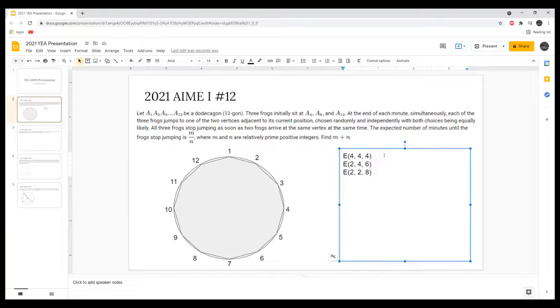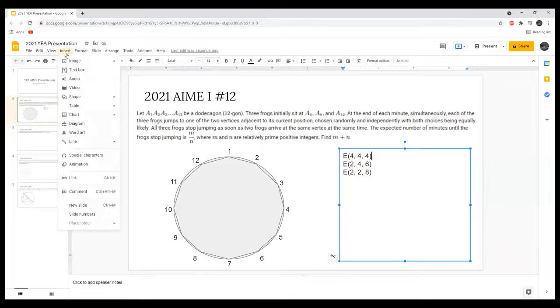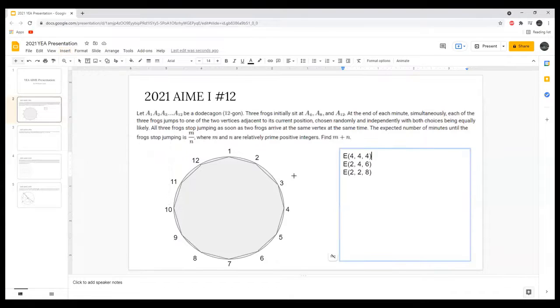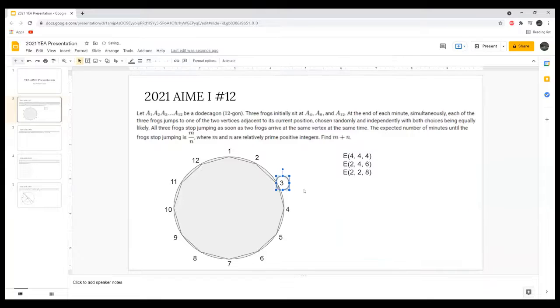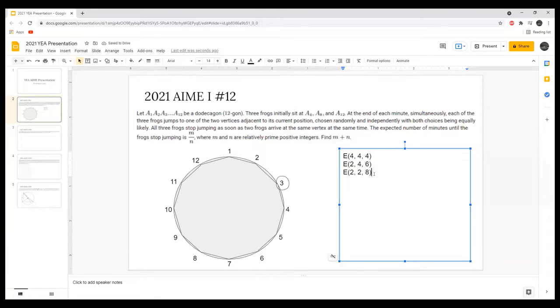we can consider what happens to the configuration when we move the other 2 frogs. Okay, so let's say that the frog at point 12 moves to point 1. Then the distance between the frog at point 1 and the frog at point 3 is now only 2.